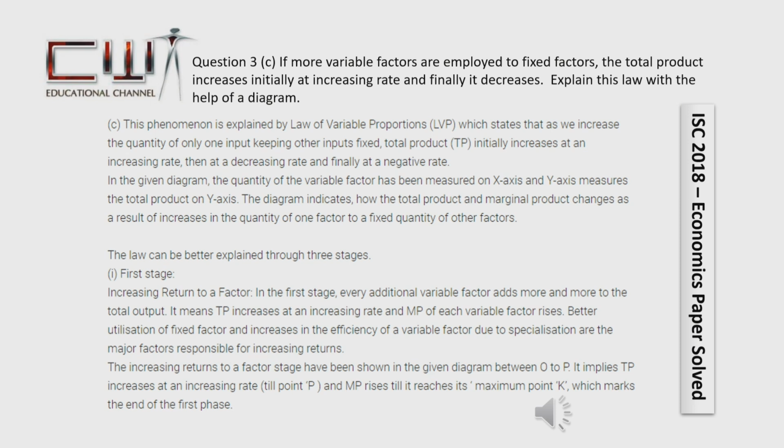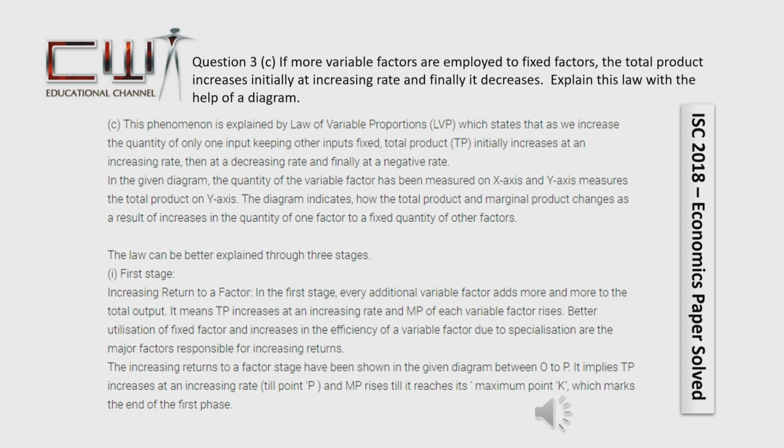In the diagram which follows, the quantity of the variable factor has been measured on the x-axis and the y-axis measures the total product. The diagram indicates how the total product and marginal product change as a result of an increase in the quantity of one factor to a fixed quantity of other factors. This law can be better explained through three stages.